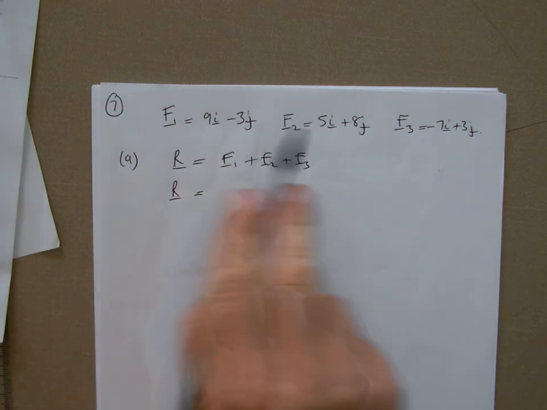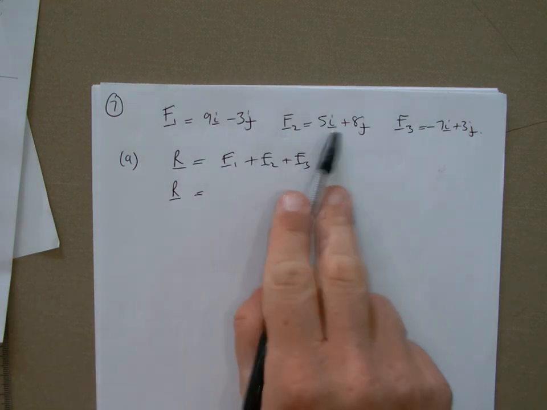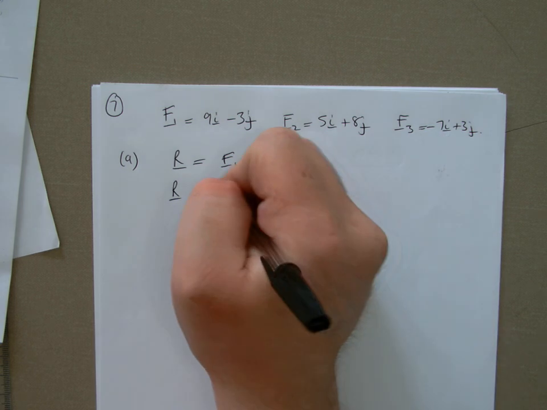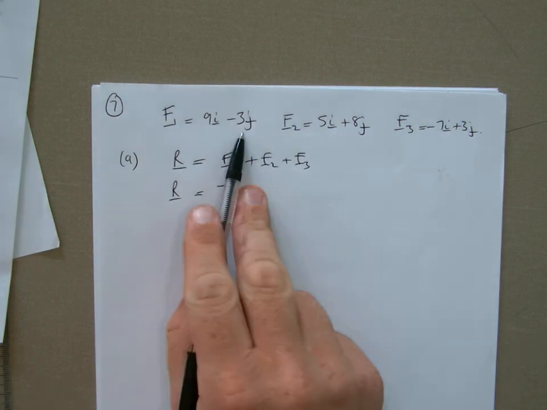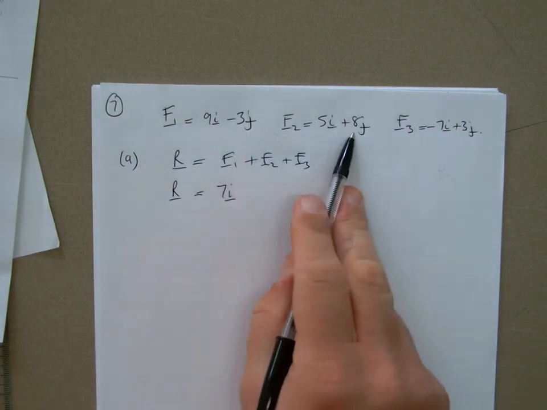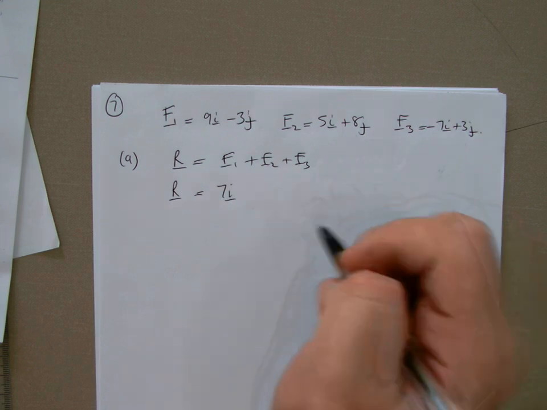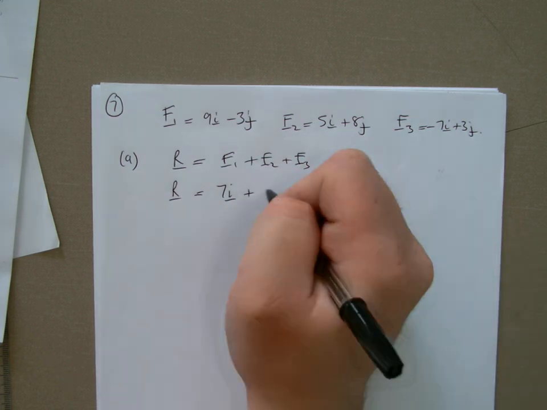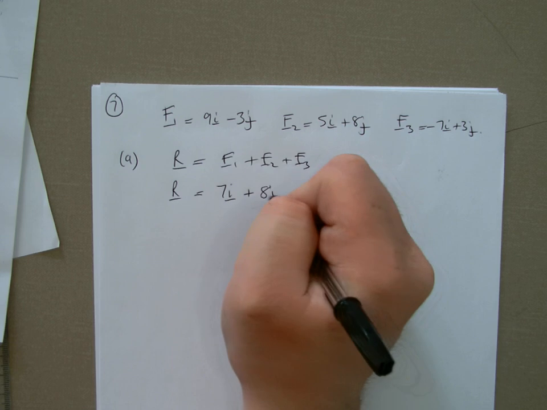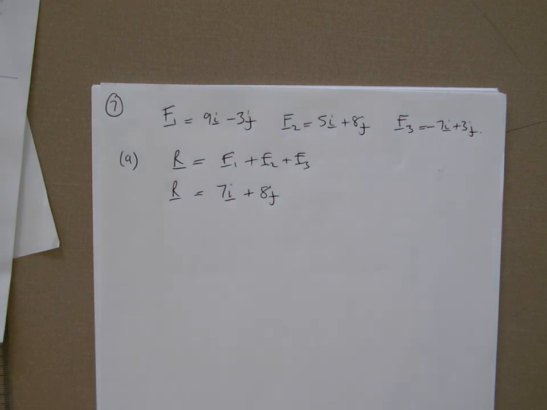Okay, so 9i plus 5i is 14i, take away 7i is 7i. Minus 3j plus 8j is 5j, plus 3j is 8j. Okay, so that's what I've got there.